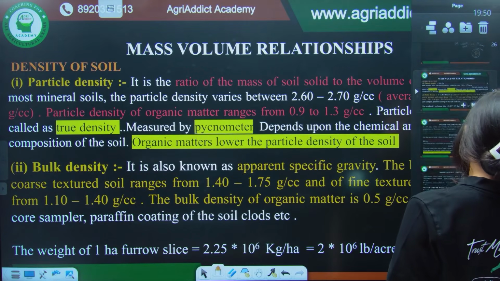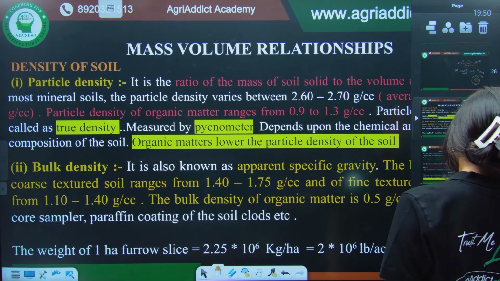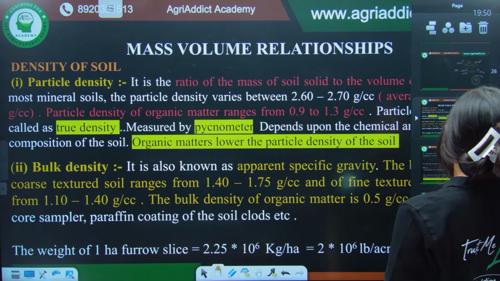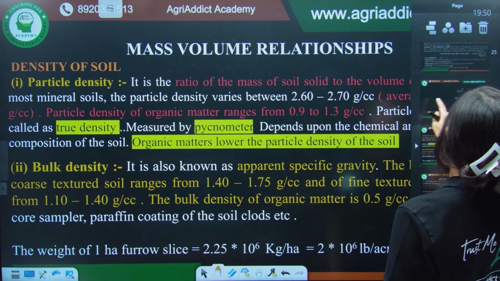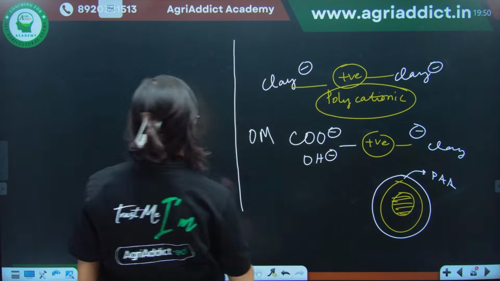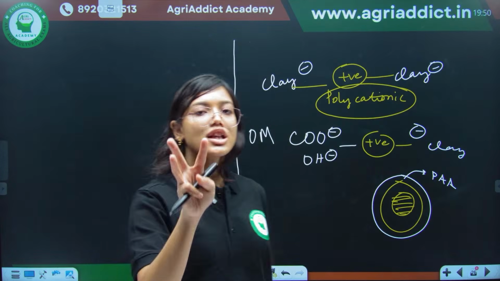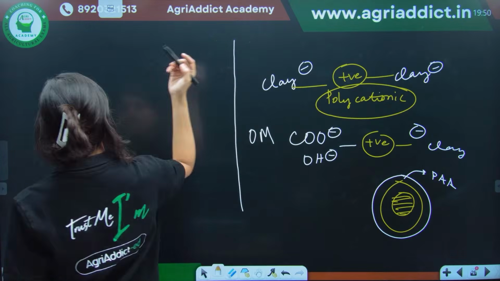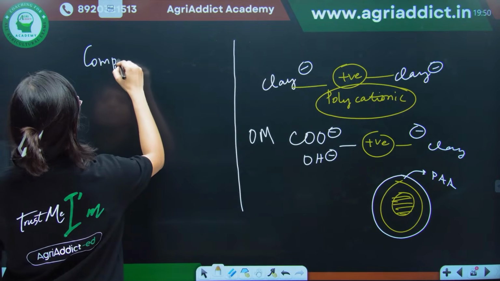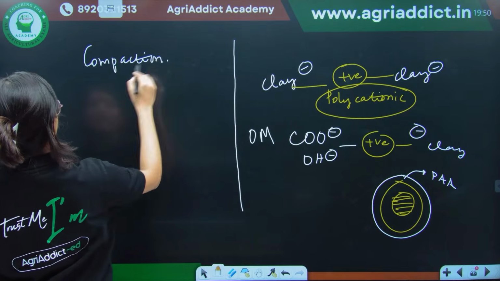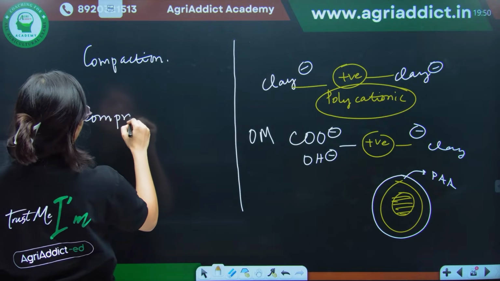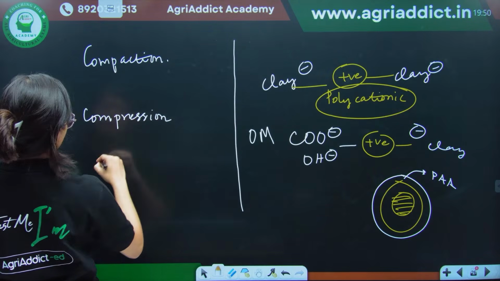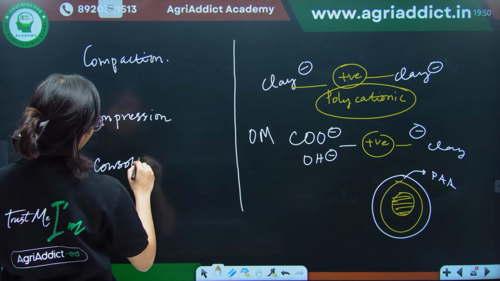Now, just a second. Yeah. So, now we will talk about, okay, now one thing I wanted to say is that there are three different forms in which your soil consistent forces might act. One is compaction, another is compression, and the other is consolidation. So, who can tell me what this means?